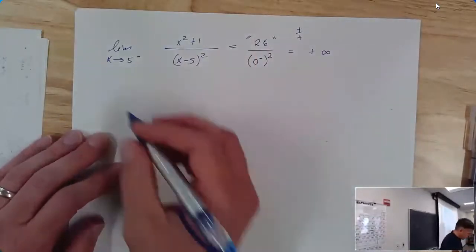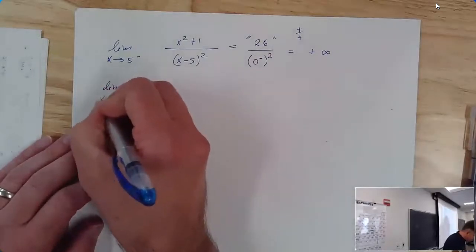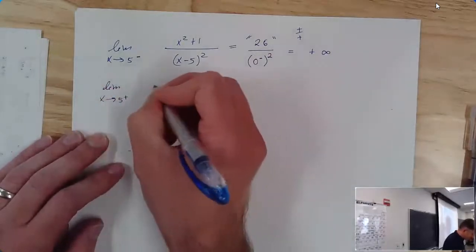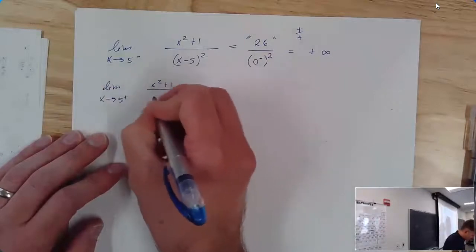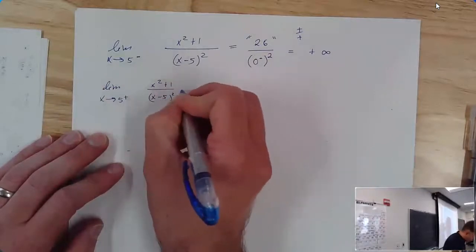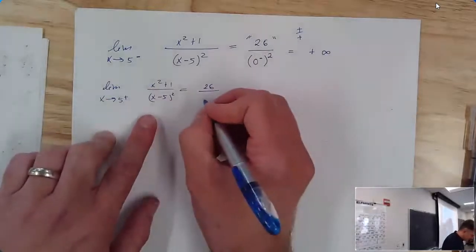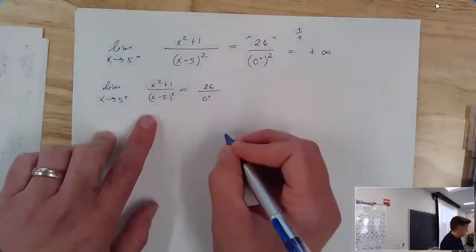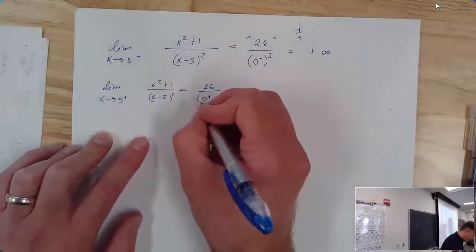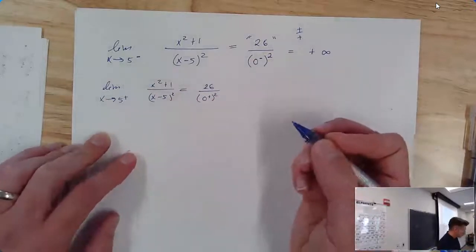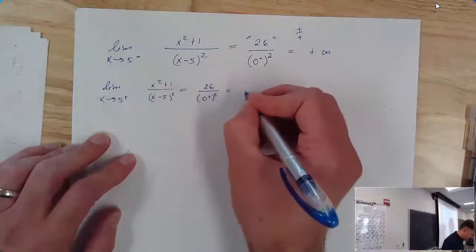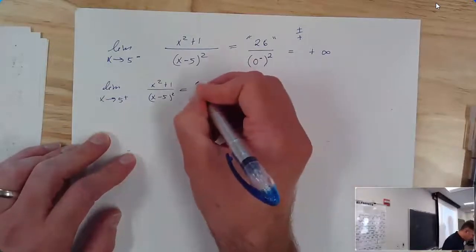On the other side, the limit as x approaches 5 from the right of x squared plus 1 over x minus 5 squared. Still getting 26 on top. And on the bottom, now I have a number that's slightly larger than 0 because I'm slightly bigger than 5 minus 5. And I'm squaring it, meaning it's still positive. So a positive over a positive is still a positive infinity.